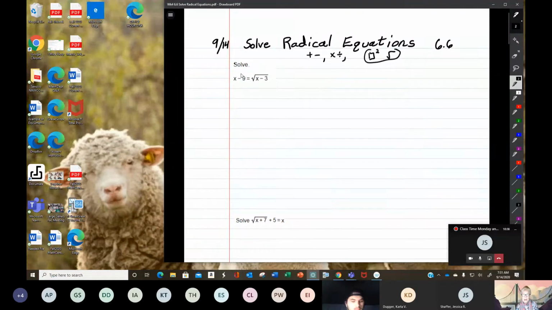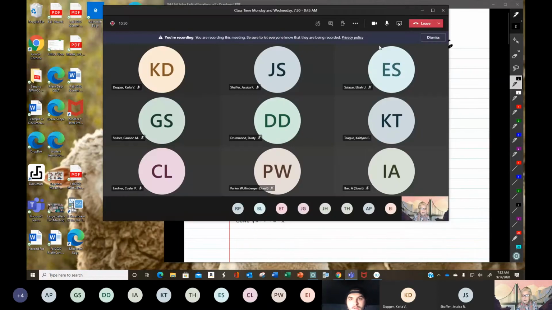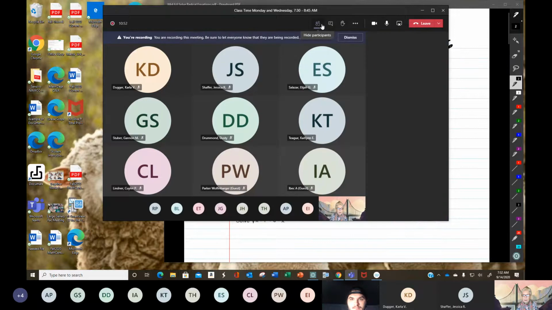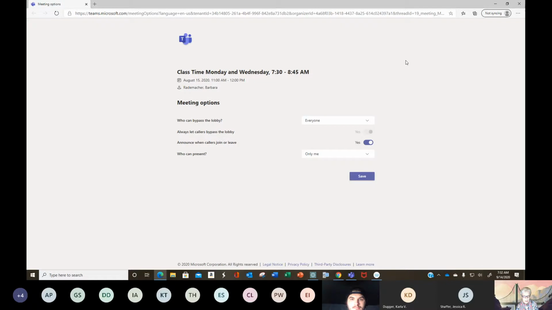I need to solve for x. This is an equation, so I need to solve for x. But, okay, wait a minute here. I just thought maybe there are some people who are going to be out in the waiting room if I don't just give everybody admission right now. And I may have already done that, but I'm checking to make sure. Everyone, yeah, everyone can bypass the lobby. Okay.